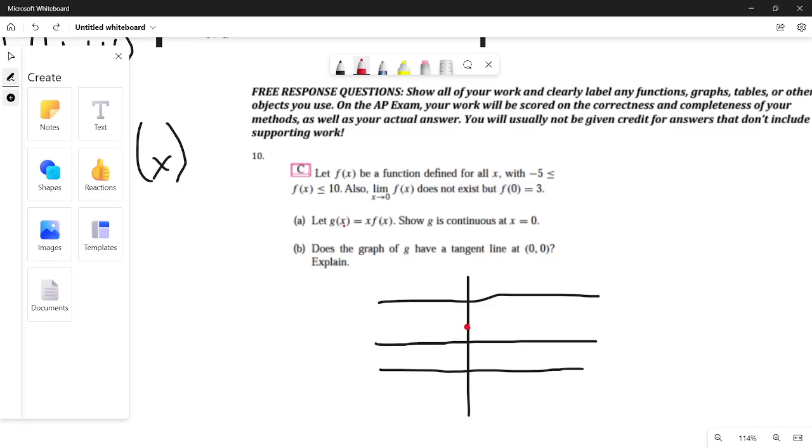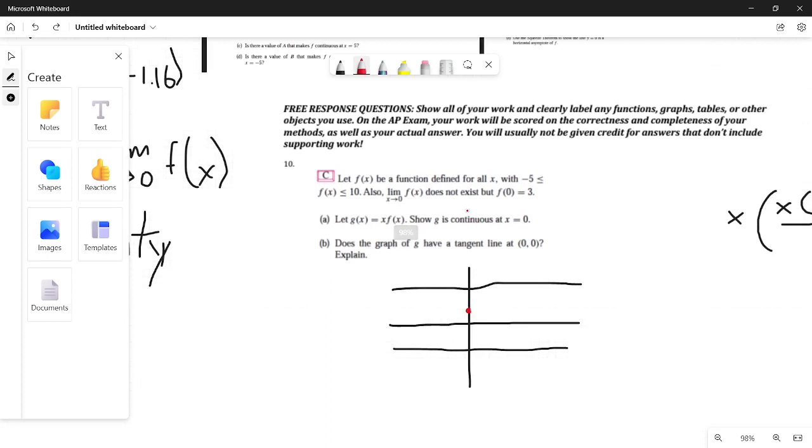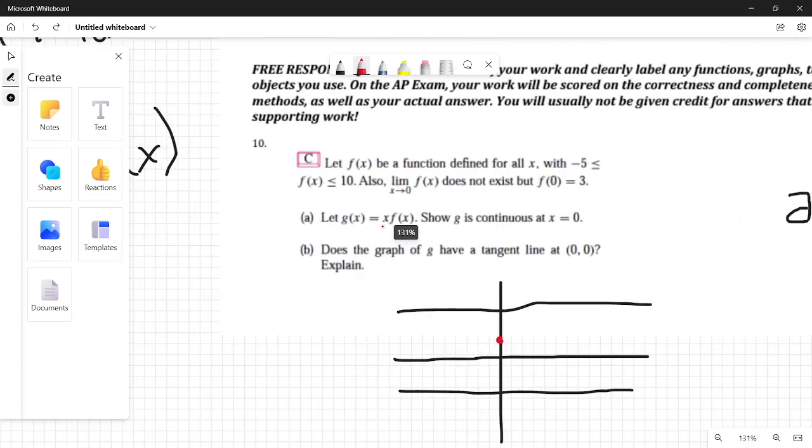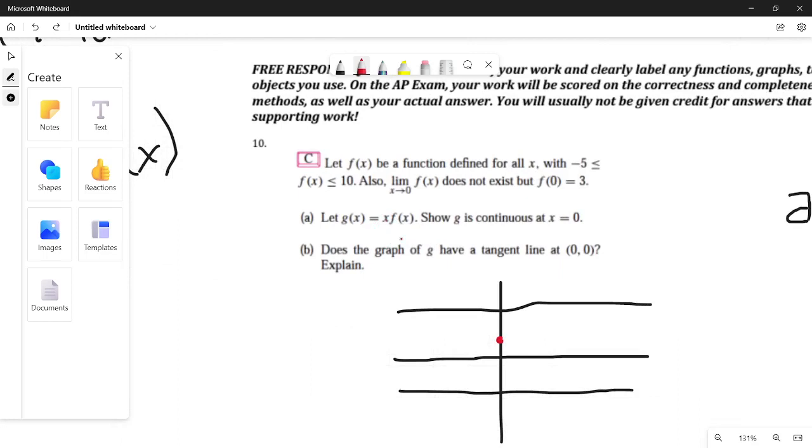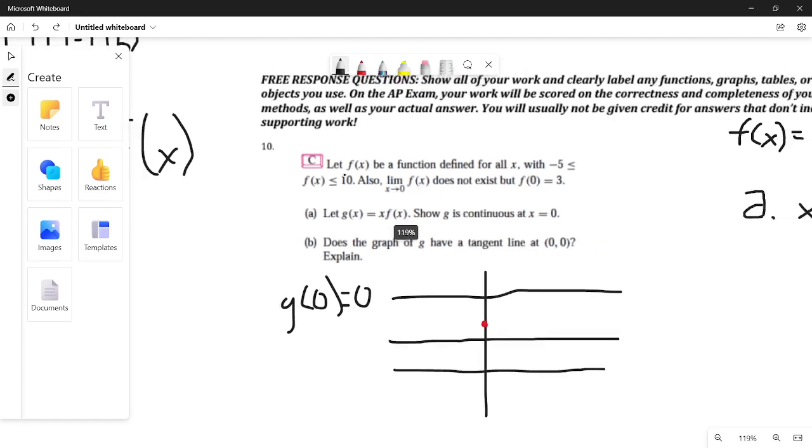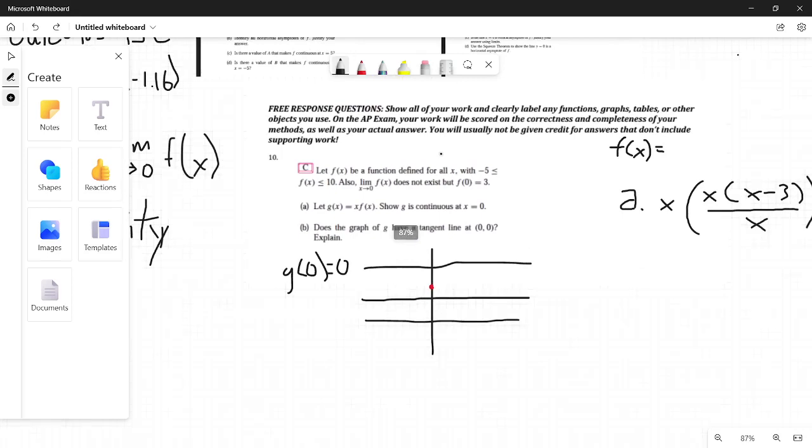So let g of x be f of x times x. Show that g is continuous at x equals 0. Oh my god, I just moved everything. Sorry. So at x equals 0, this function is going to be 0, so we know g of 0 equals 0. And then here, I actually have to solve the problem rather than explaining it before. G of 0 is 0? It is 0. Let's go.